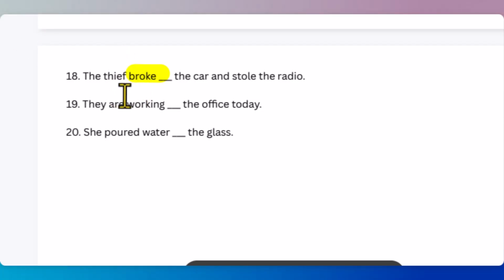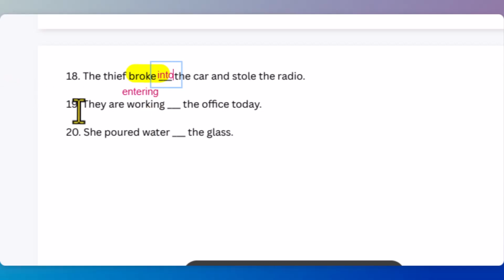So when a thief comes into your house without your knowledge, they are entering, they're breaking into your house. So he is entering, in this case, the car. So which one do we use? We use into. The thief broke into the car and stole the radio.